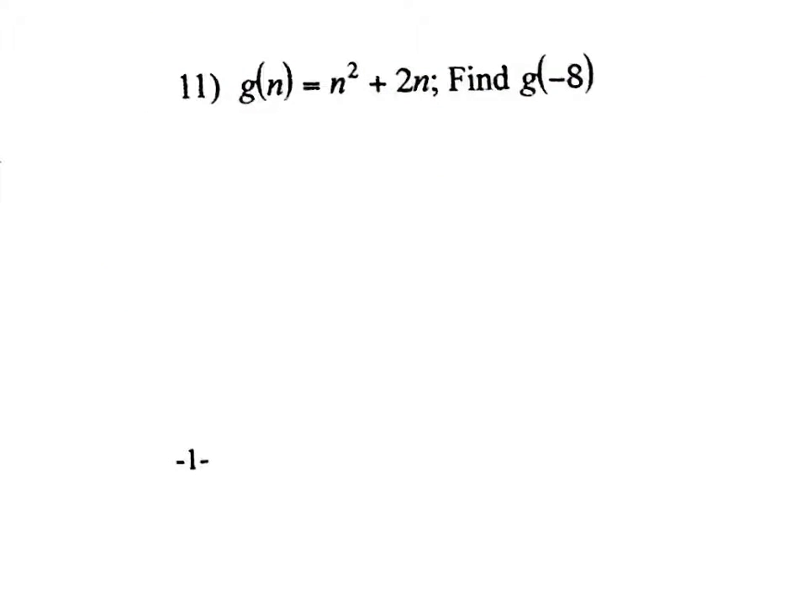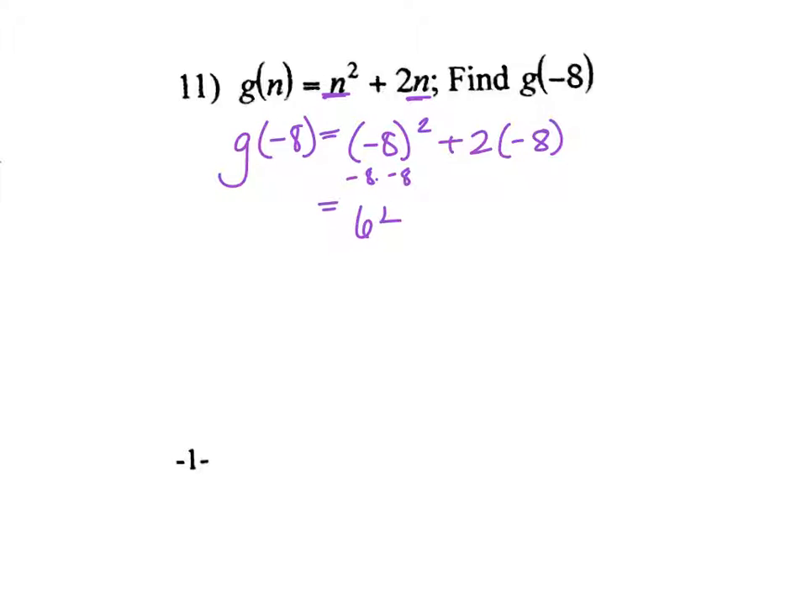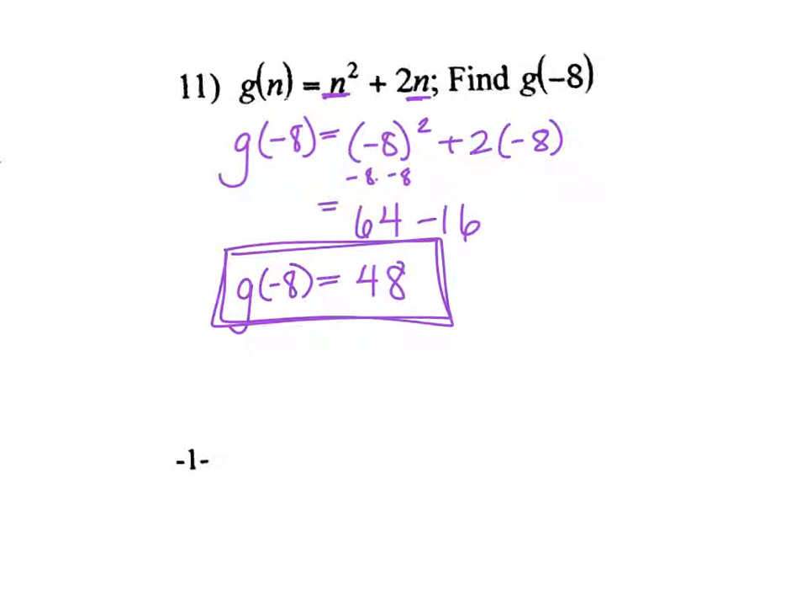And lastly, don't get tricked on this one. We're going to plug in negative 8 to both places where the variable exists. So this is negative 8 squared plus 2 times negative 8. That's going to give me negative 8 squared is negative 8 times negative 8, which means I'm going to get positive 64 minus 16. And if I work that out, I should get 48 if I'm subtracting right. So g of negative 8 equals 48.